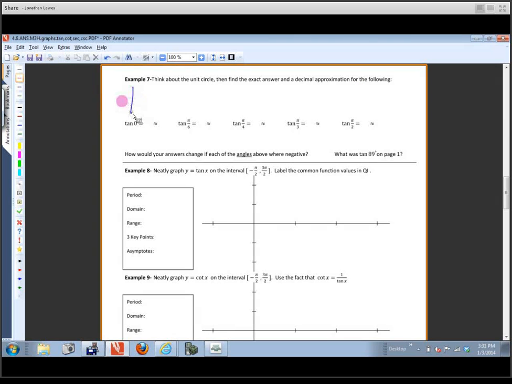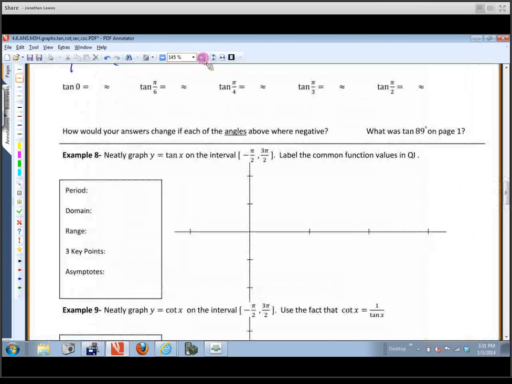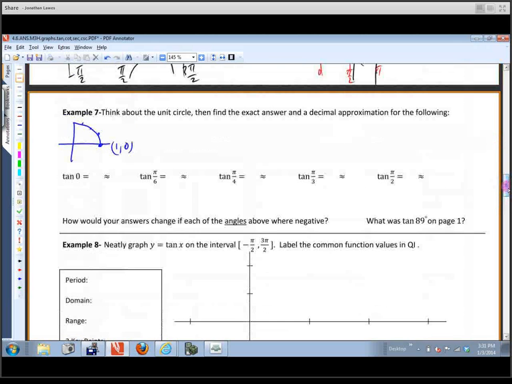So if you think about the unit circle, we've got this quadrant right here. This point right here would be the x-coordinate 1, comma, 0. And then we've got these values right here, again, those common angles that we memorized in chapter 1.